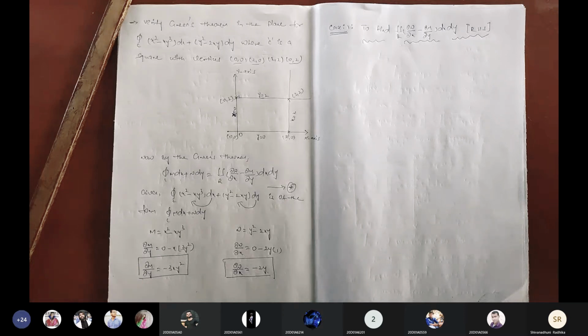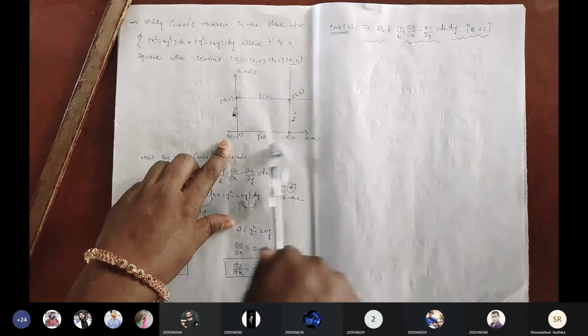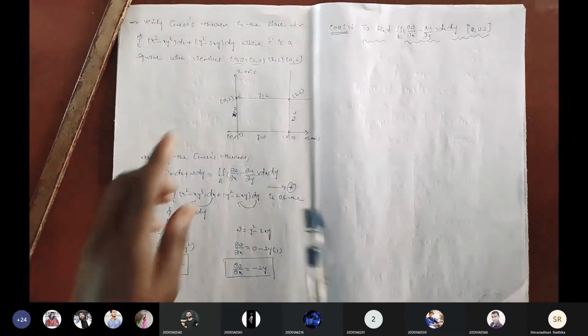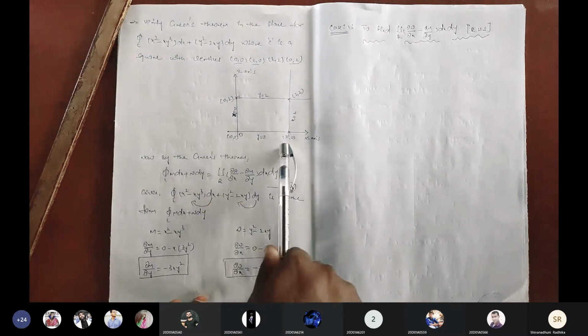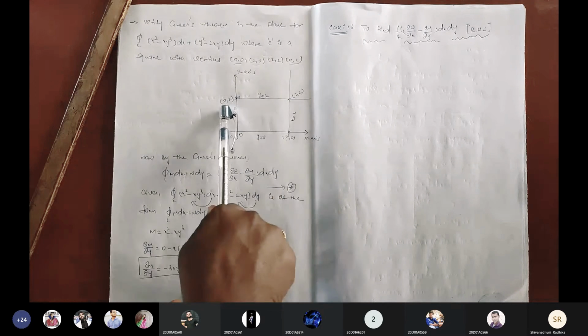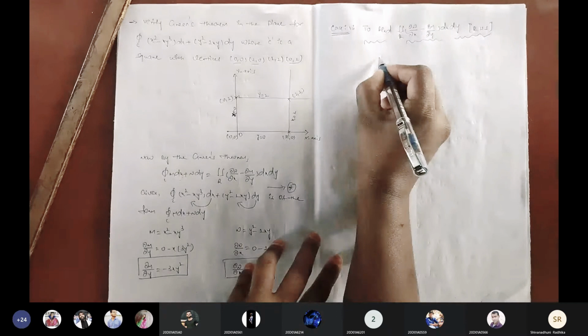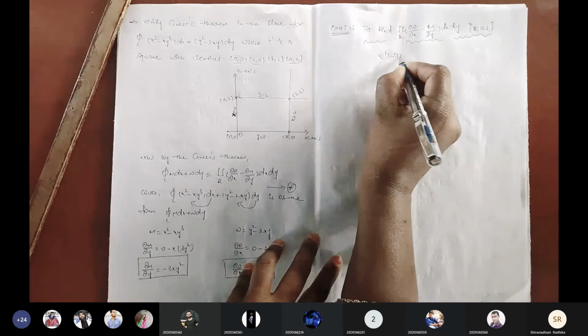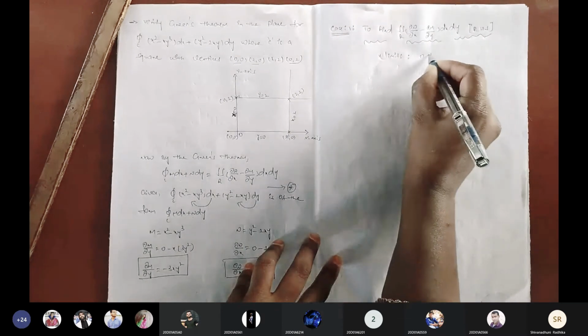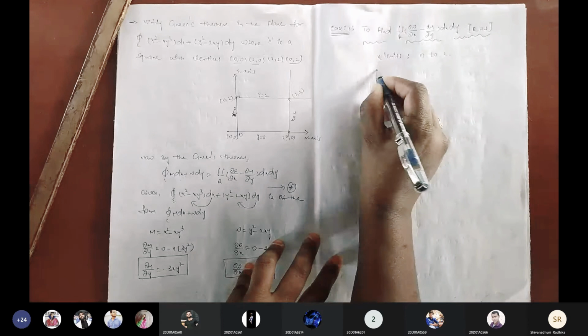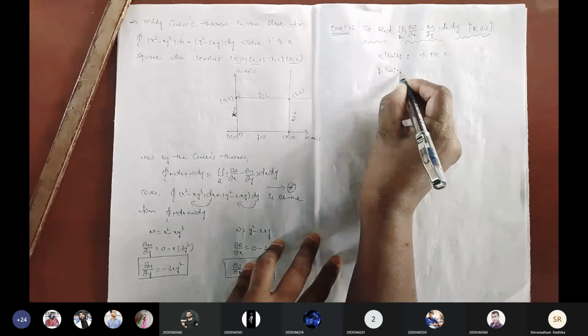How can we identify, madam? That is the question. See, the x lower limit is what here? 0. X upper limit is what here? Here x is there, here x is there, here x is there. So the upper limit of x is 2. Okay, now x limits are 0 to 2.